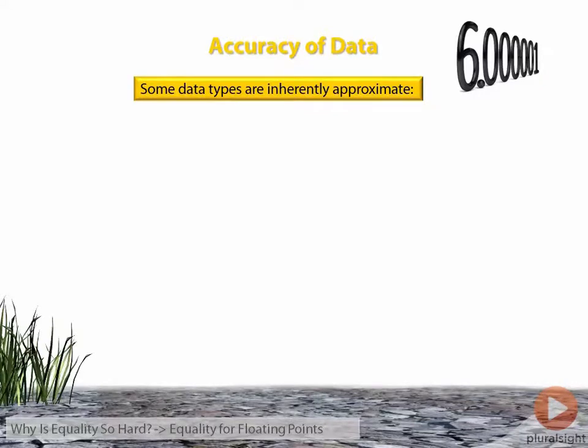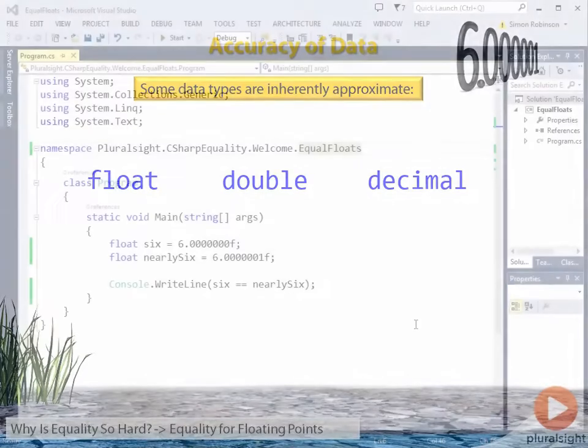Next up on our list of reasons why equality can be hard is that some data types are inherently approximate. In .NET, you'll encounter this problem with the floating point types, float, double, or decimal, or of course with any type that contains a floating point type as a member field.